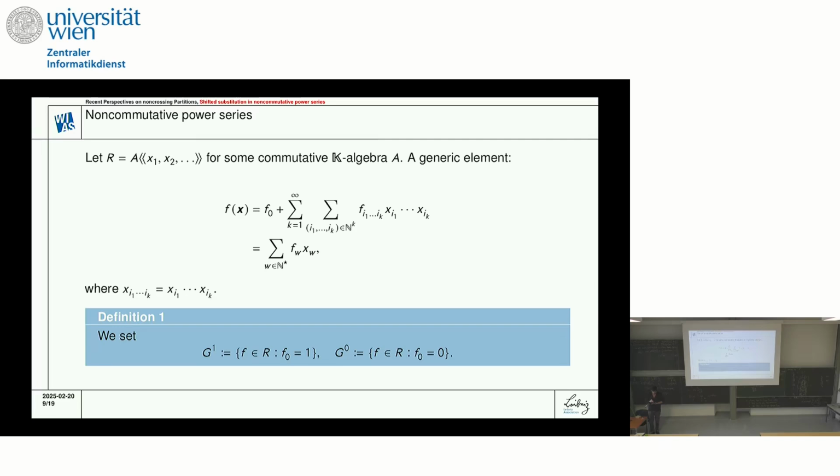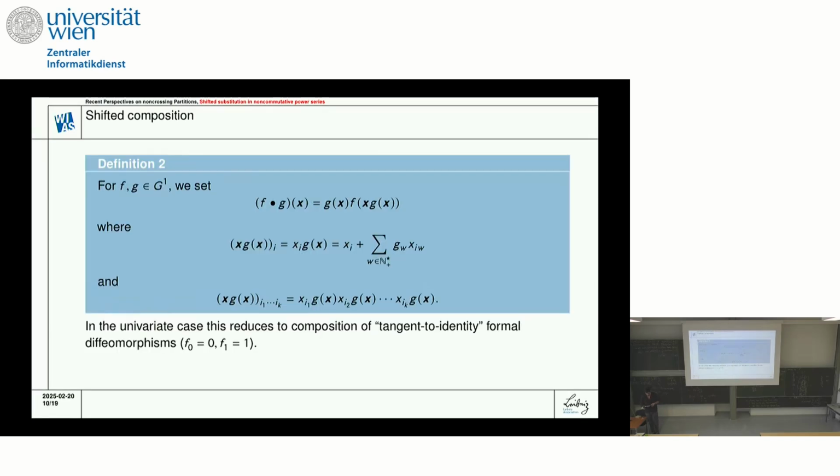Okay, so there is one operation that we've seen before, which is called a shifted composition. This is the operation between power series that's underlying the moment-cumulant formulas that appear between, for example, free cumulants or Boolean cumulants, and also monotone cumulants and so on.